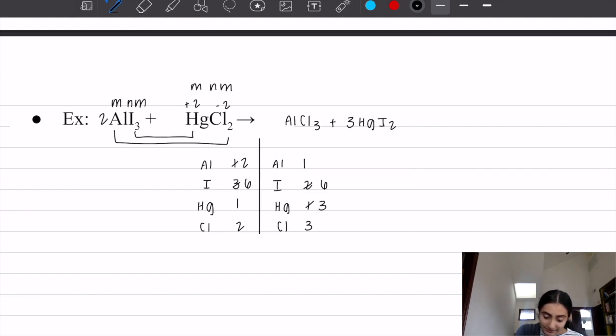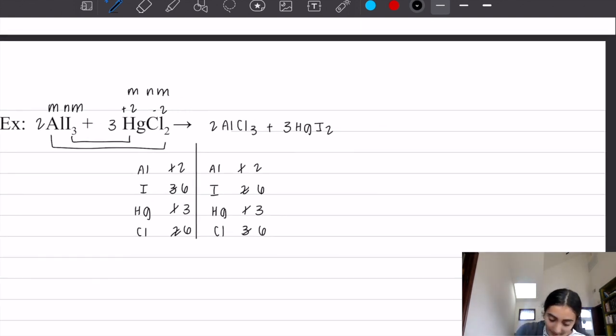Now I'm going to fix the aluminum on the product side by adding a 2 to AlCl3, which will give me 2 aluminum there and 6 chlorines. Now I'm scanning to see what else will need to be fixed, and I see that my next element I need to fix is mercury. So I'm going to put a 3 in front of HgCl2 to get 3 mercuries and 6 chlorines. So now I have balanced all of the elements.